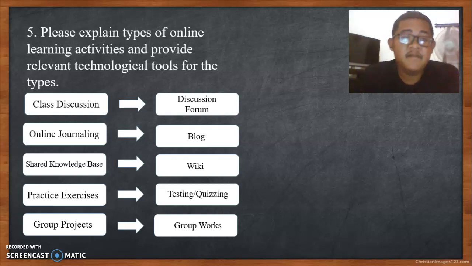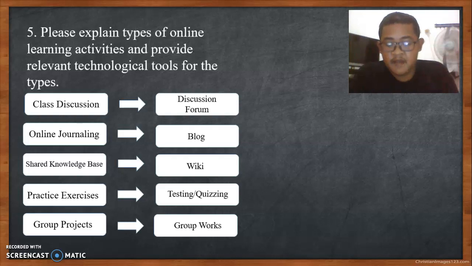Number 5, please explain types of online learning activities and provide relevant technology tools for the types. A class discussion is an activity in which the students participate in real time, and it can be used by the teacher in order to observe their learning processes. One of the tools that can be used is the discussion forum, where two or more students engage in a discussion monitored by the teacher.